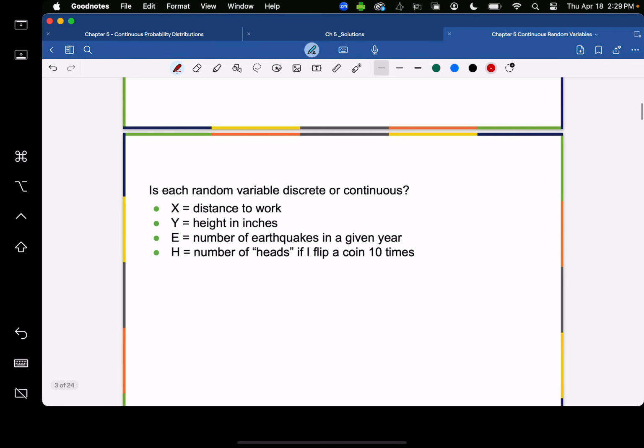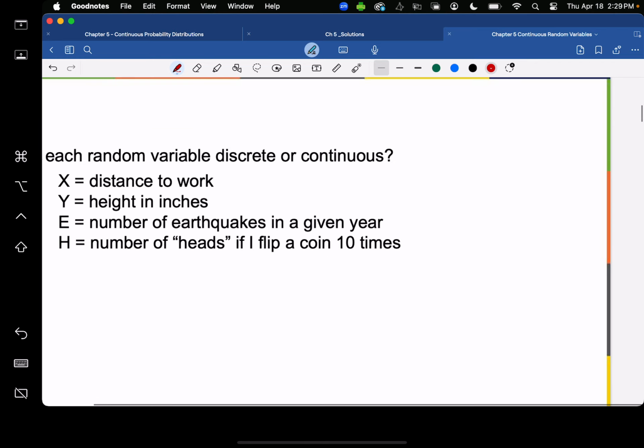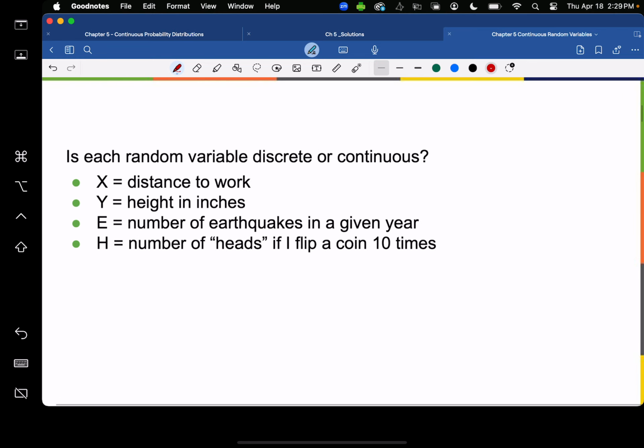So is each of these random variables discrete or continuous? This is on your worksheet. The distance to work, that would be continuous. In miles, it might end up being a decimal. So that's going to be continuous. Your height in inches would be continuous. The number of earthquakes in a given year is going to be discrete. And the number of heads, if you flip a coin, is discrete.